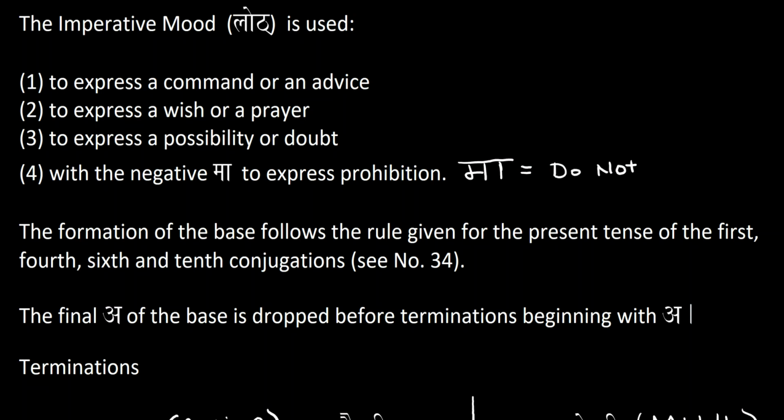And the way we form the conjugation for the imperative mood is that you're using the formation of the base that follows the rule for the present tense for the first, fourth, sixth, and 10th conjugation, like we've always been doing. And then you're adding your at the verbal base. In the imperative mood, you have different types of terminations. When you're adding your final it's dropped before terminations beginning with just like how we've always been doing it. Let's take a look at the new terminations.